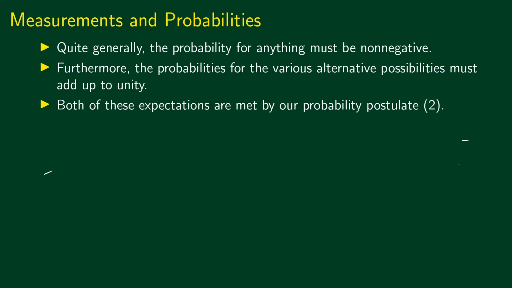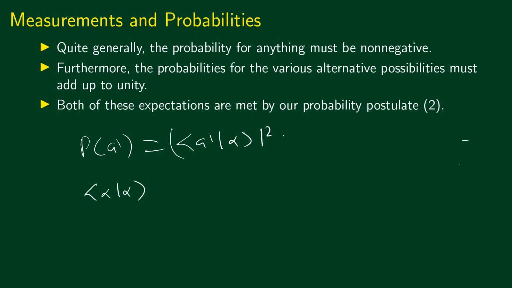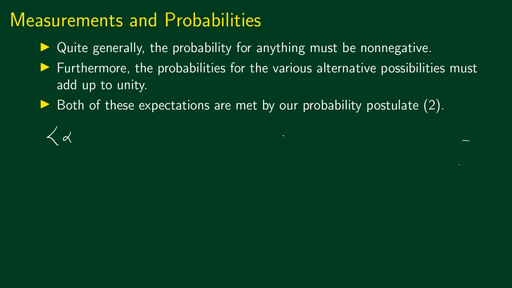We said that this rule is true, this equality holds true, only where the state alpha is normalized. State alpha normalized means bra alpha ket alpha is equal to 1. Okay, so let's check that thing. We start with the idea that the state is normalized, so bra alpha ket alpha is equal to 1.